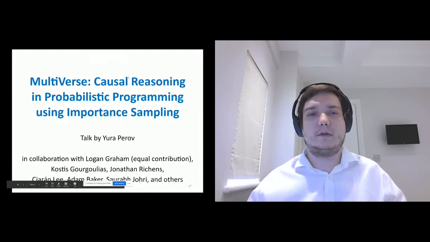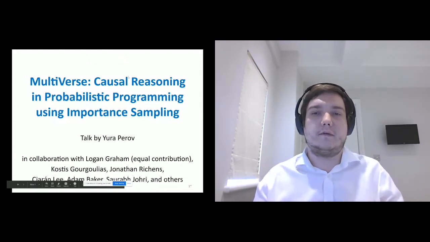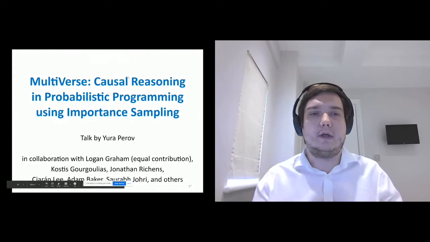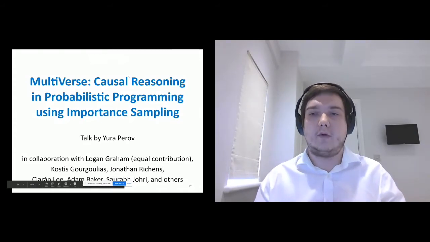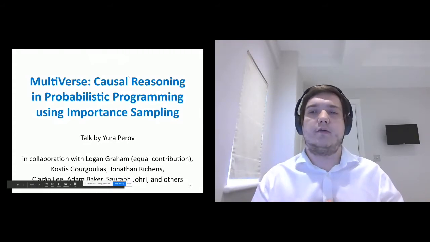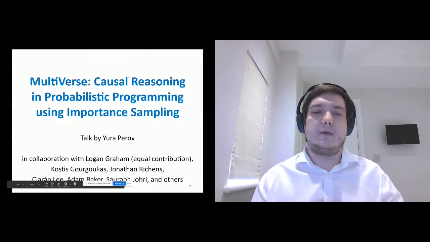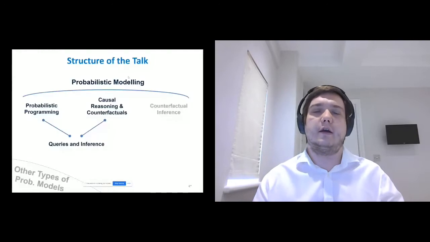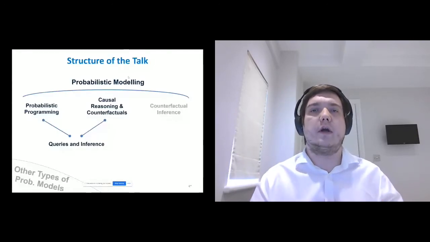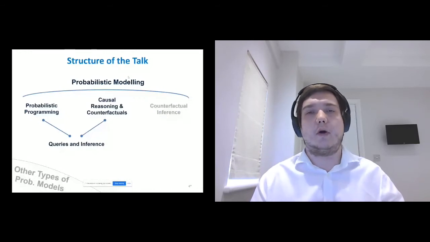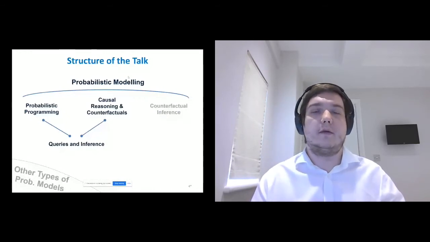In the structure of the talk, I'm going to talk about causal reasoning first and counterfactuals, and then how it plays with probabilistic programming. I'm not going to talk about counterfactual inference in terms of how to automatically derive causal models. And I'm not going to talk about other types of probabilistic models, which are, for example, not directed generative models. I'm not going to talk about discriminative models, in which you also can do counterfactuals, or about hybrids, but those are also very important topics, of course.